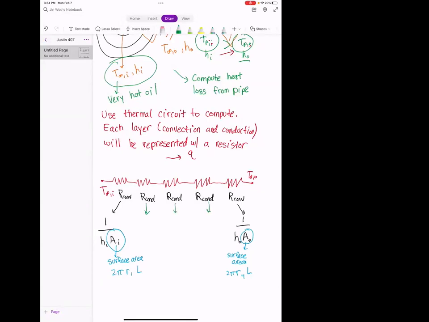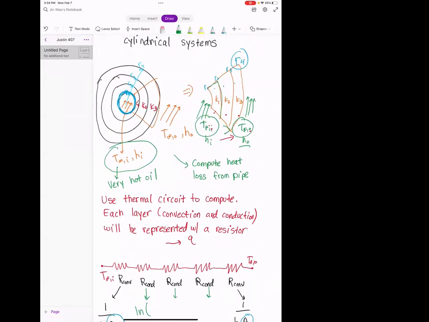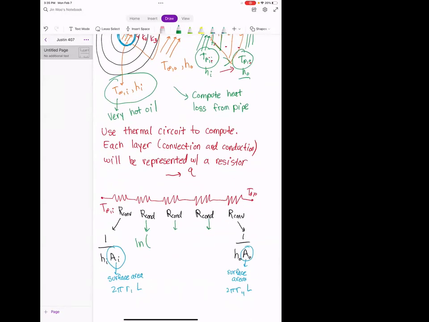Now let's do the conduction ones. If you remember, our conduction resistance for a cylindrical system is ln of the outer radius divided by the inner one. For the first layer here, if we consider just this layer right here of K1, the outer radius for this one is actually R2, and the inner one is R1. So we're going to do ln of R2 divided by R1, divided by 2 pi times the thermal conductivity of that layer, which is K1, times L.